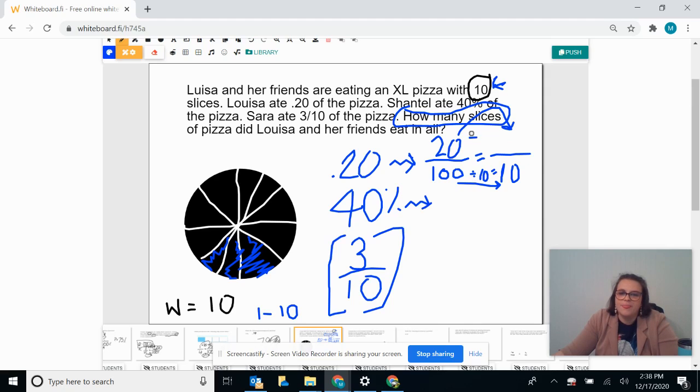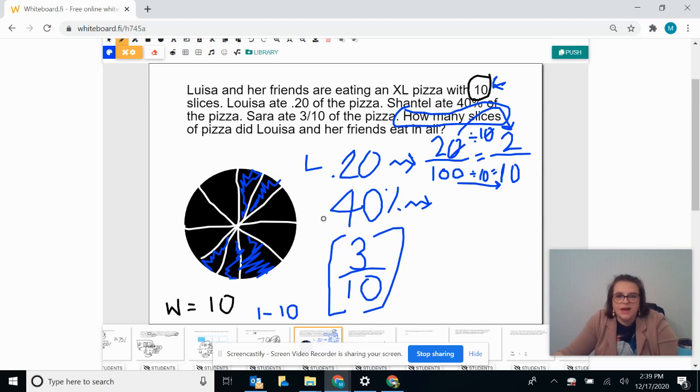So 20 divided by 10 is going to be 2. Okay? 2/10. So our girl Louisa ate 2/10. 1, 2. 2 pieces out of 10 in all.